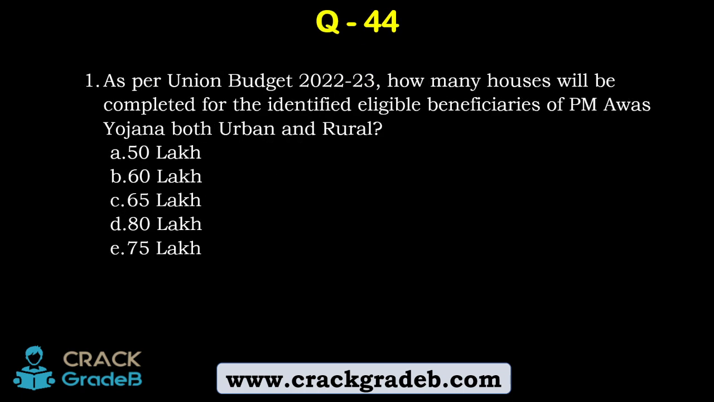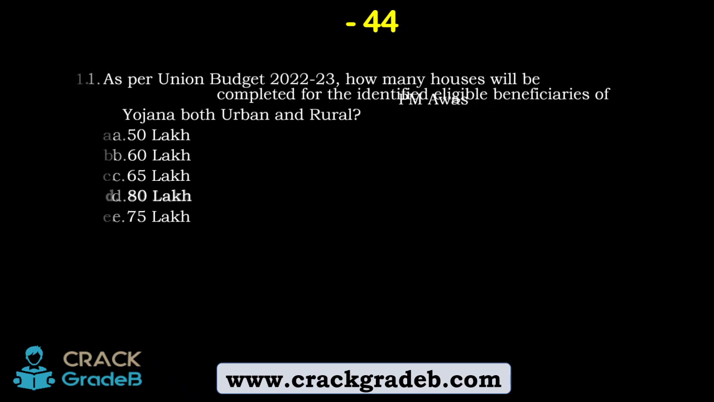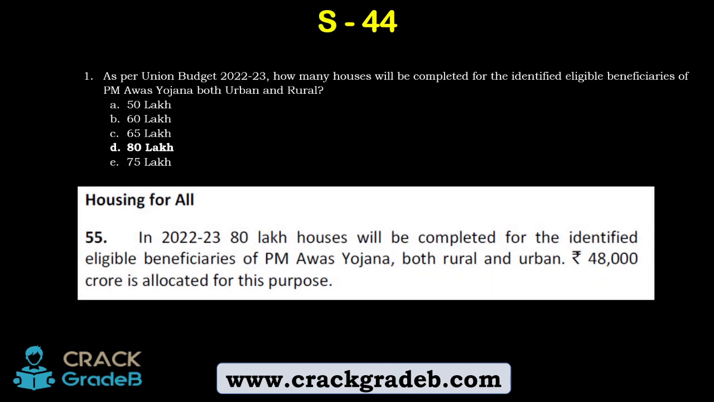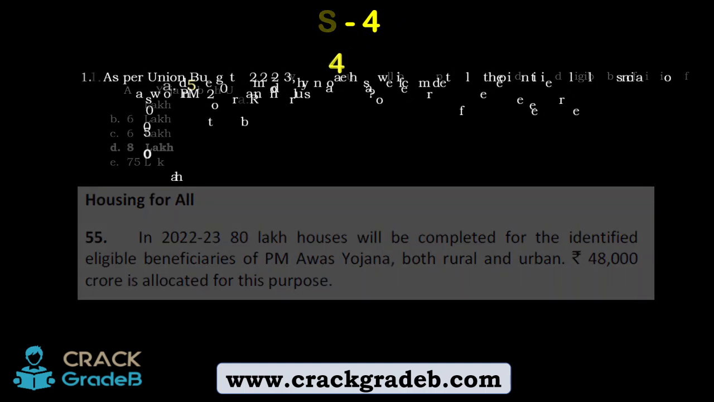As per the budget, how many houses will be completed for the identified eligible beneficiaries of PM Awas Yojana, both urban and rural? It's 80 lakh. 80 lakh houses will be completed, right? And what's the outlay? 48,000 crore is allocated for this purpose. Two pieces of information, both very, very important.